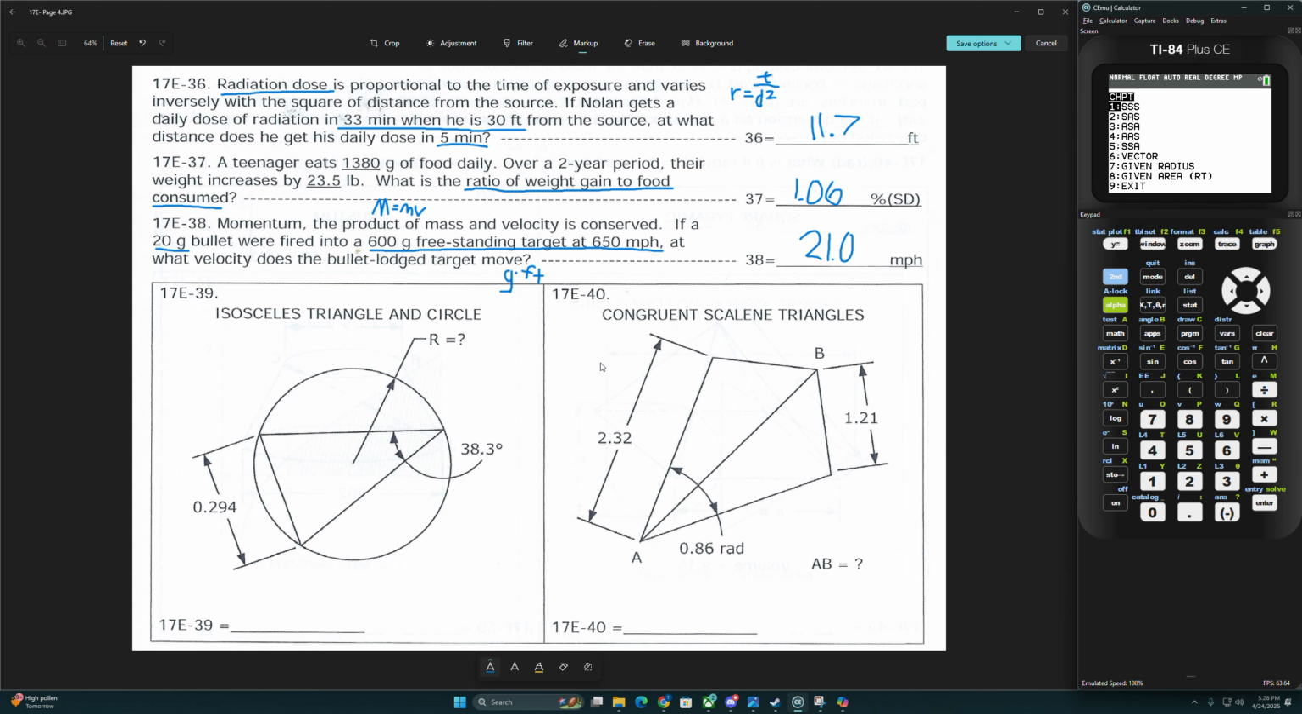All right. So we have isosceles, so that makes it easy. Or I guess the best one would be angle side angle. So I guess angle 1 is 180 minus 38.3 divided by 2. Side 3 is 0.294.